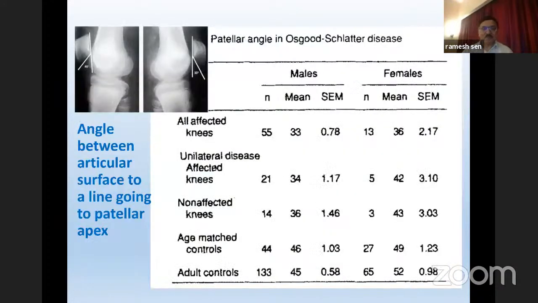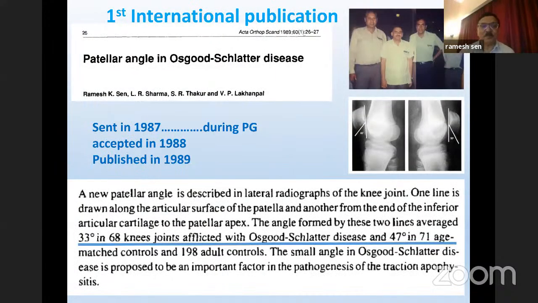So I made it an angle. You can see what I proposed, a new angle, that if I take this angle, this was coming to be 30 degrees, and in a non-affected side, it was 46 degrees, even in the same patient. So I have all the data recorded and I sent it to Acta Orthopaedica Scandinavica in 1988 and it got published. And that was my first publication.